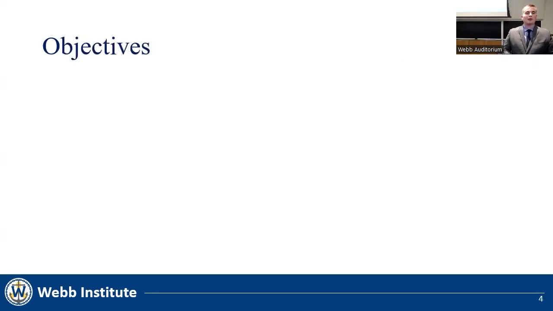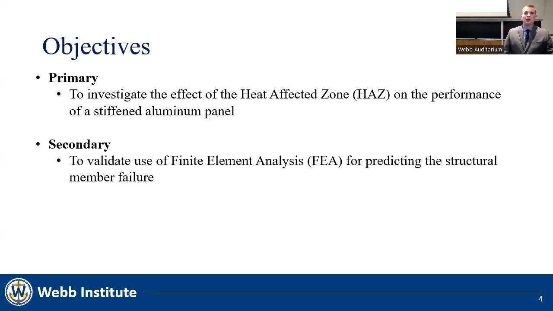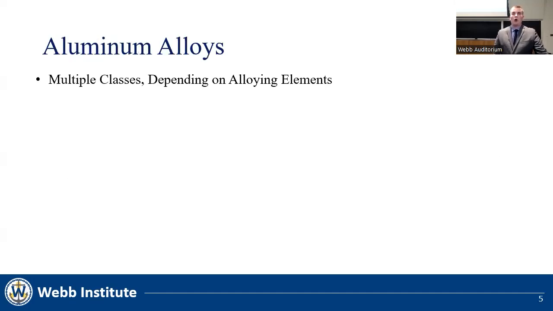The primary objective of our thesis is to investigate the effect of the heat-affected zone on the performance of a stiffened aluminum panel. We will accomplish this by testing stiffened panels while varying the weld parameter of each sample. The secondary objective of our thesis is to validate the use of finite element analysis for predicting the structural member failure. Our samples will be made out of aluminum alloys.